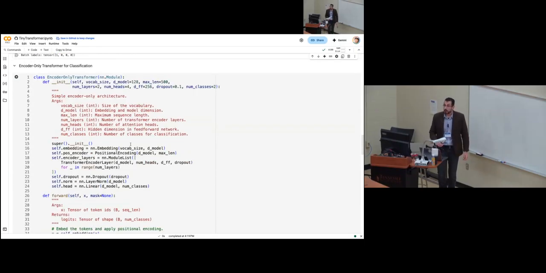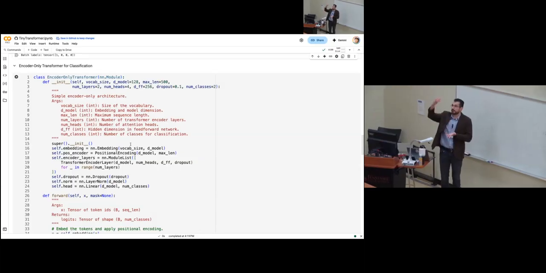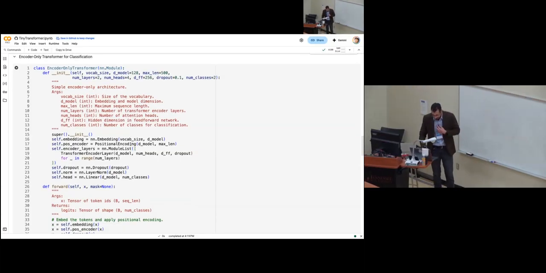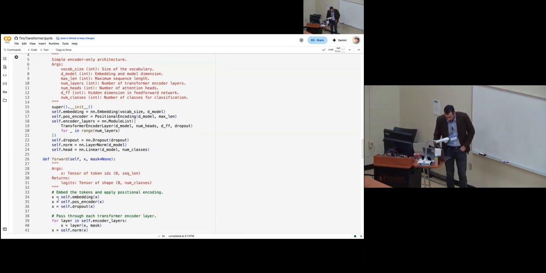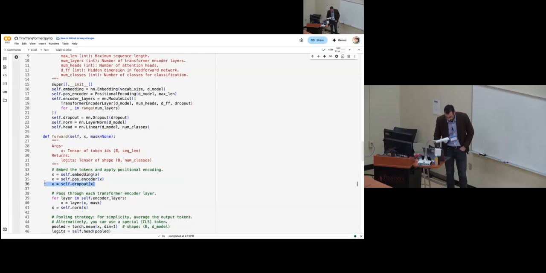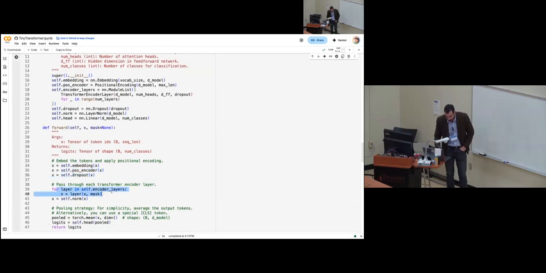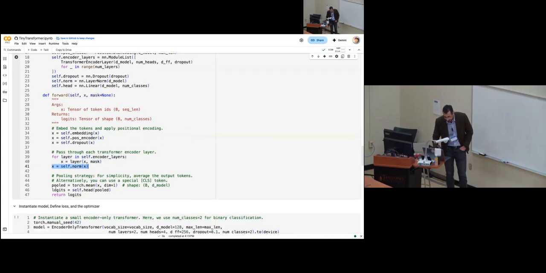And for the model, it's an encoder-only transformer because we are not doing generative modeling. We are simply doing sentiment analysis. It's a classifier at the end of the day. So we embed the input. We have a positional encoder. We add dropout. Then we go through the different layers of encoder layers, compose them all together, and then normalize the output.